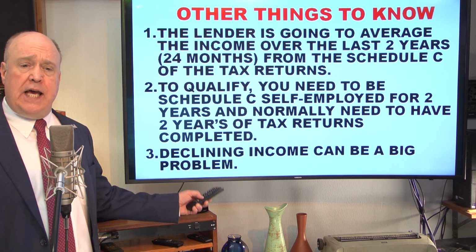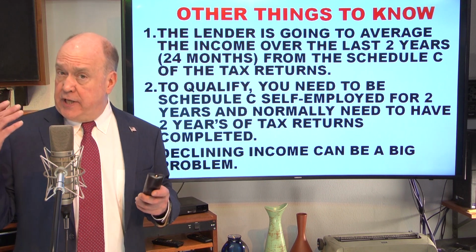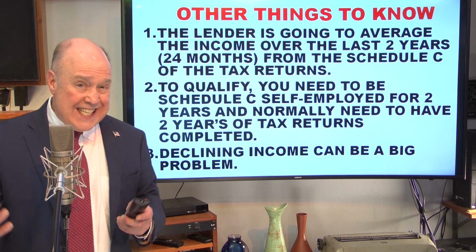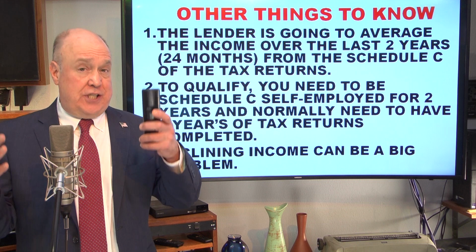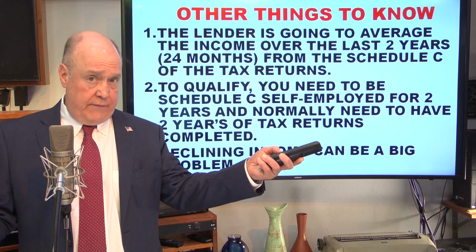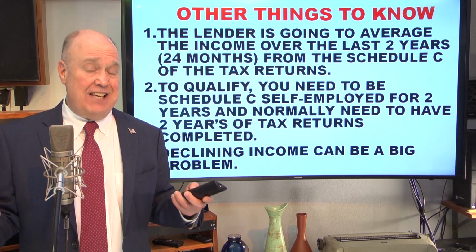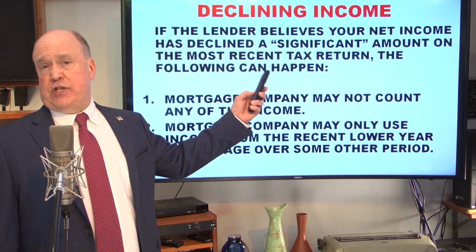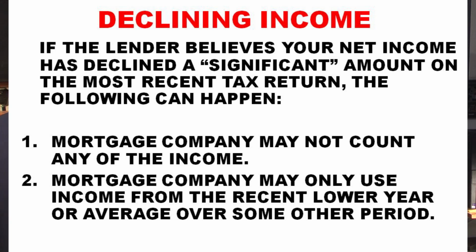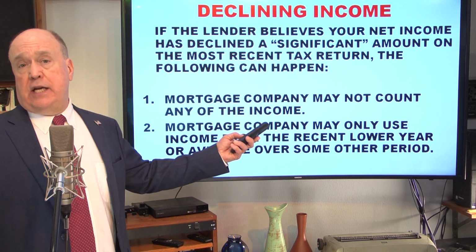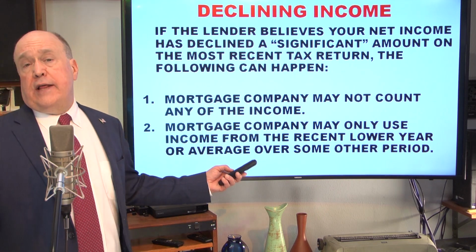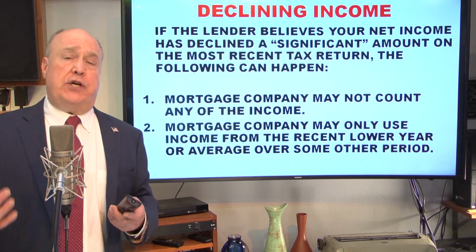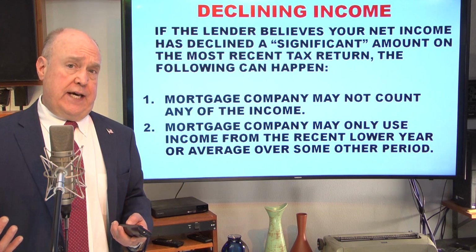Being self-employed for less than 2 years or having less than 2 years of tax returns could be a big problem. And then finally, if the net income on the most recent tax return has declined from the previous year, especially if it is a significant amount, that could be a problem. If the lender believes that you've got this declining income and they think it's significant, and it is somewhat subjective as to what their definition of significant is, the mortgage company might not count any of the income at all. Or they might only look at the most recent year, the lower of the two, and just count that one.